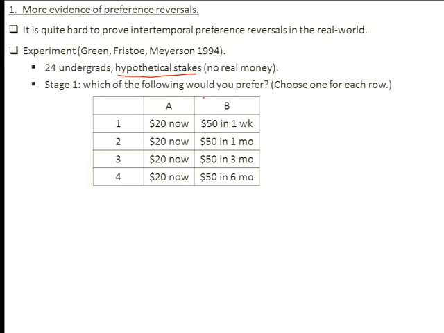In the first stage, they were asked repeatedly, for multiple rows, which of the following would you choose? In all of them, choice A was $20 now, and for each one, choice B was $50 at some point in time in the future. So 1 week, 1 month, 3 months, 6 months.